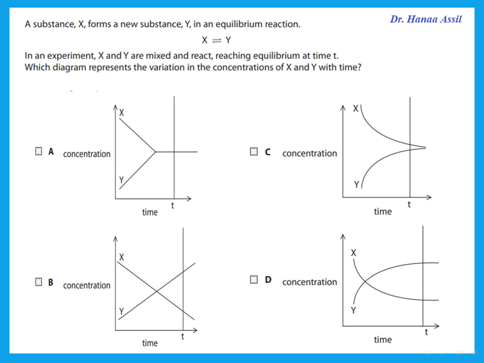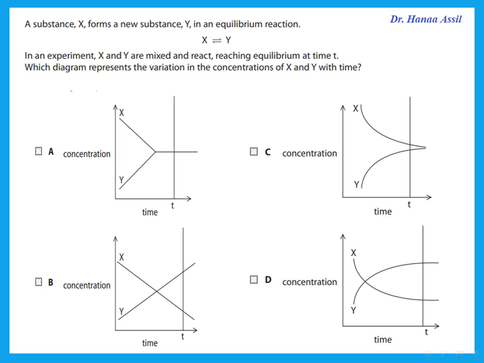Let's take a look at this question. It says a substance X forms a new substance Y in an equilibrium reaction X giving Y. In an experiment, X and Y are mixed and react, reaching equilibrium at time t. Can you see where time t is on the graphs? Which diagram represents the variation in concentrations of X and Y with time?